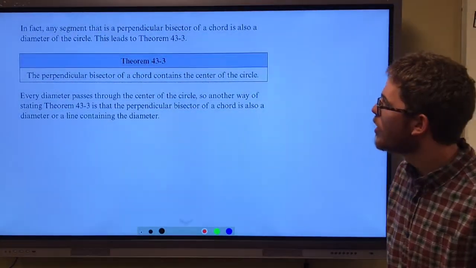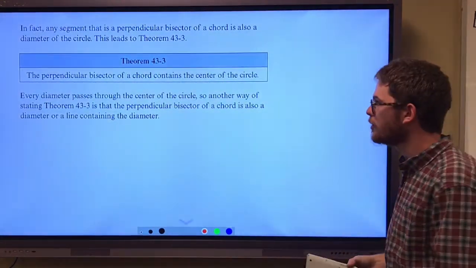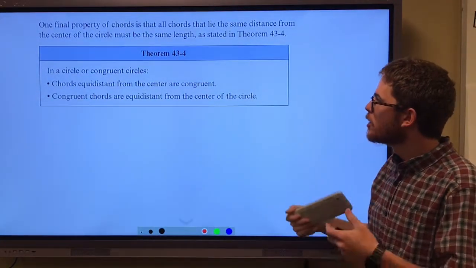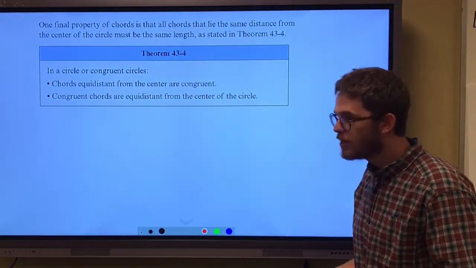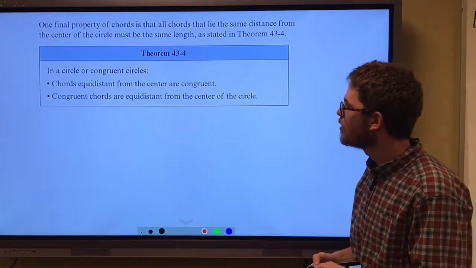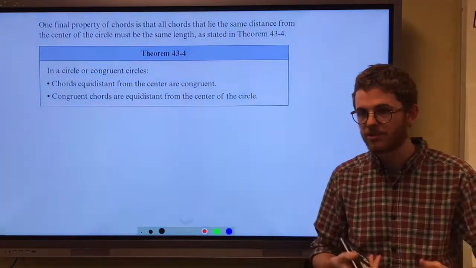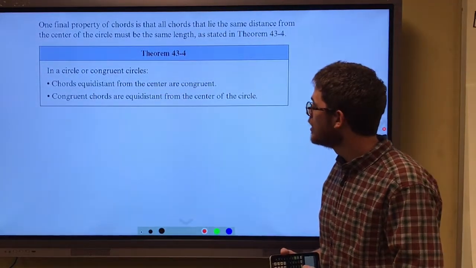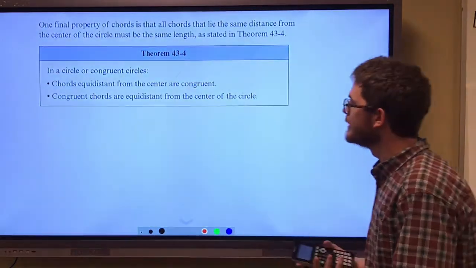Secondly, next theorem, the perpendicular bisector of a chord always will contain the center of the circle. Also, in a circle or congruent circles, chords equidistant from the center are going to be congruent. Any chords the same distance away from the center will be congruent, and congruent chords are equidistant from the center of the circle. Okay, so those go back to back, essentially converse of each other. If they're the same distance away, they're congruent. And if they're congruent, they're always going to be the same distance away from the center of the circle.